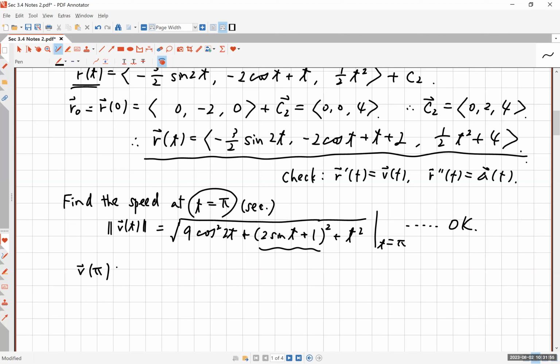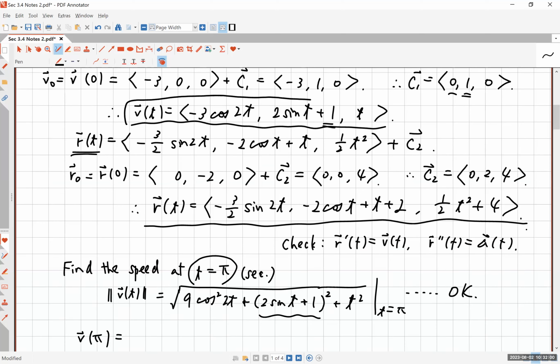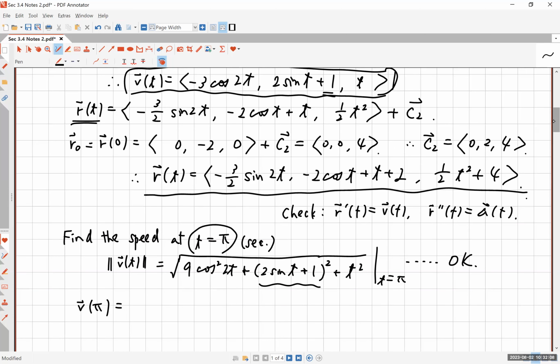What is the velocity at t equals pi? Remember, you have this equation for the velocity, so just plug in pi for t. What happens here? Well, the cosine of 2 pi is going to be 1, so this will be -3. And then 2 times the sine of pi, that's 0, plus 1. And then t is, of course, pi. So that's a lot easier because it's very specific.